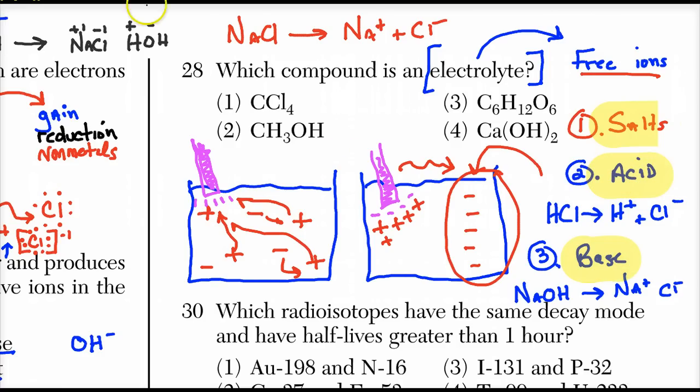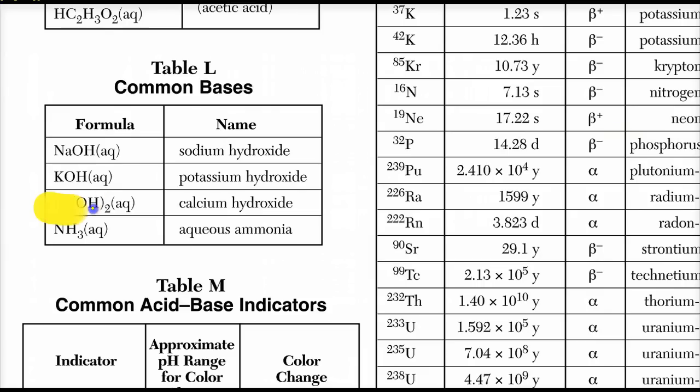Look at your choices, and you see that the only thing here that looks faintly familiar would be choice 2 and choice 4. Now you look at choice 4, right from table L, that's a base that's listed, and that's your answer. There it is, common bases. Notice it has a hydroxide with a what? With a metal. It's listed right there.